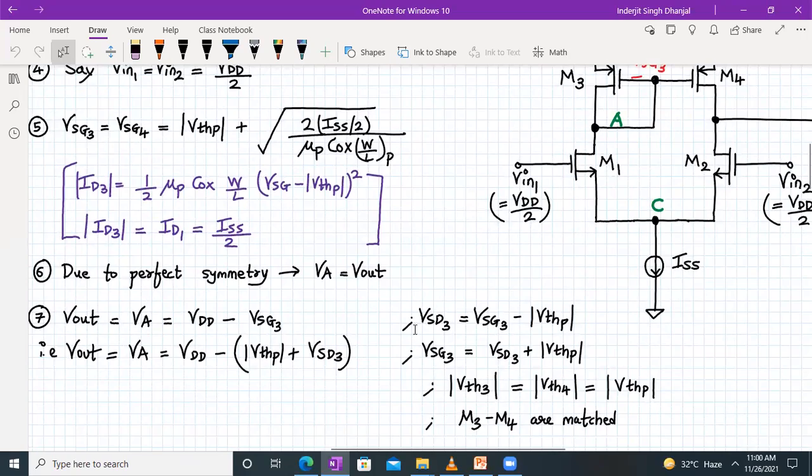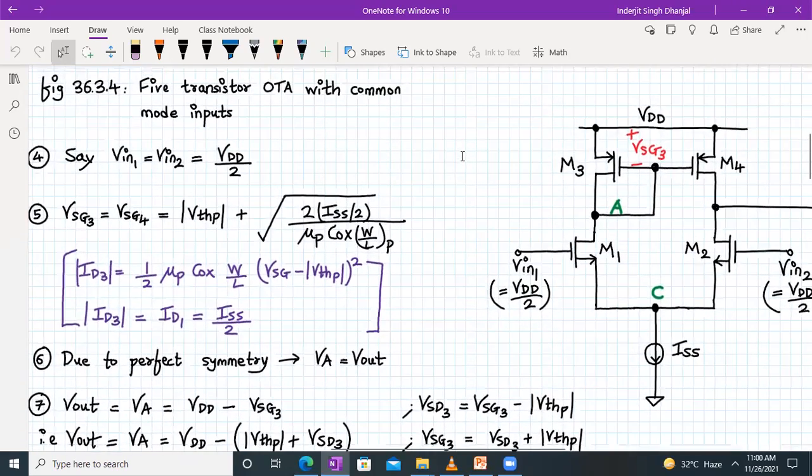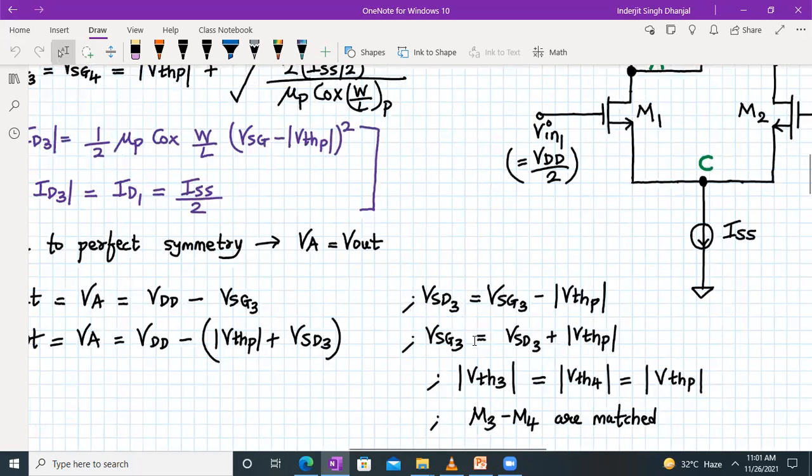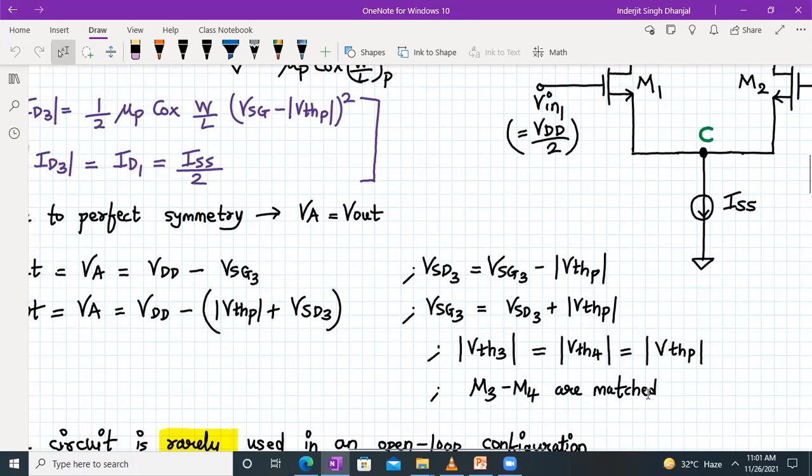Now let us write the source to drain voltage of M3 transistor. Source to drain voltage VSD3 will be equal to VSG3 minus mod of VTP. Why are we saying VTP? Because the threshold voltage of PMOS transistor, we can call it VTP. And if I want to rewrite VSG3, it will be VSD3 plus mod of VTP. And we are assuming that M3 and M4 transistors are matched, and mod of VT3 will be equal to mod of VT4, which will be equal to mod of VTP.